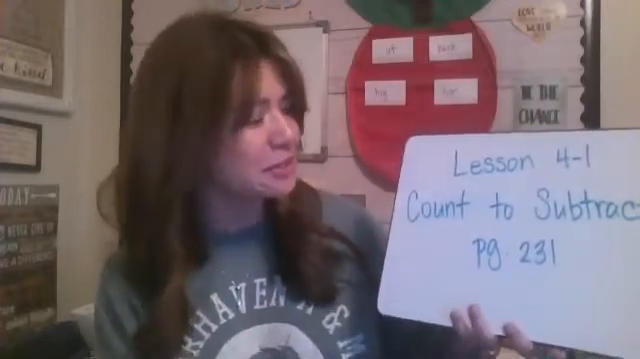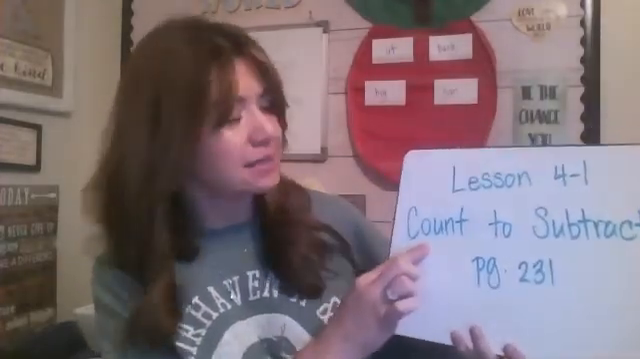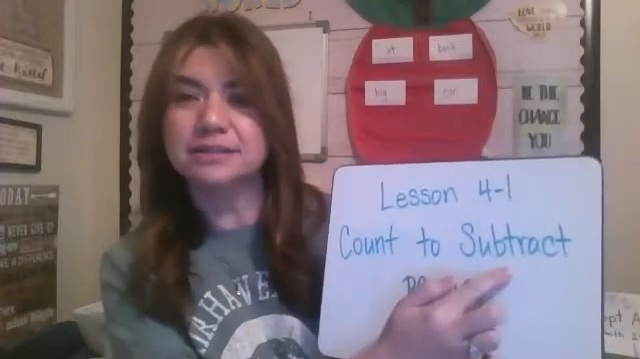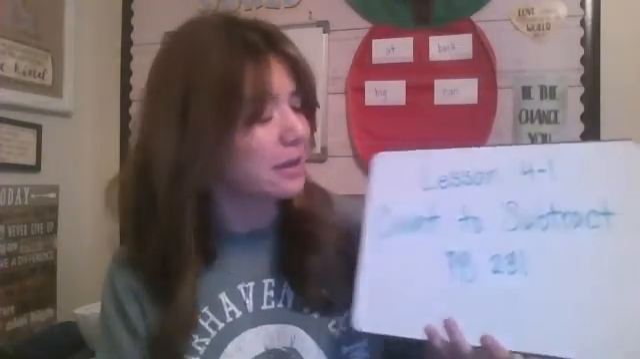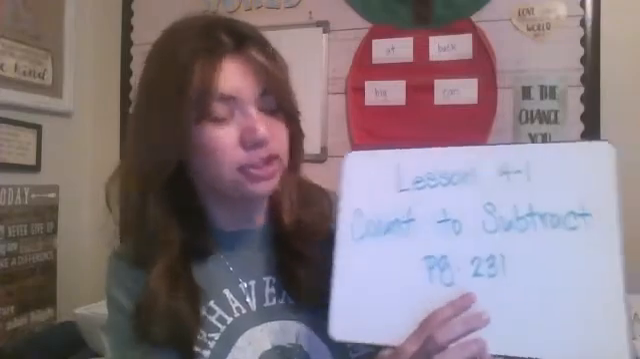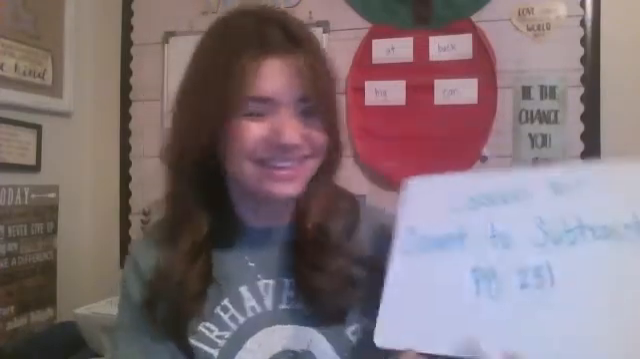We have made it to topic 4. They're going to ask us to count to subtract, and we're going to be using open number lines as our first strategy. We're going to find that on page 231. So if you can go ahead and take out your books, make sure you are open to page 231.